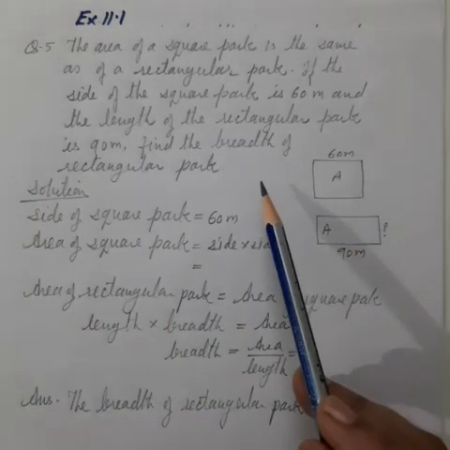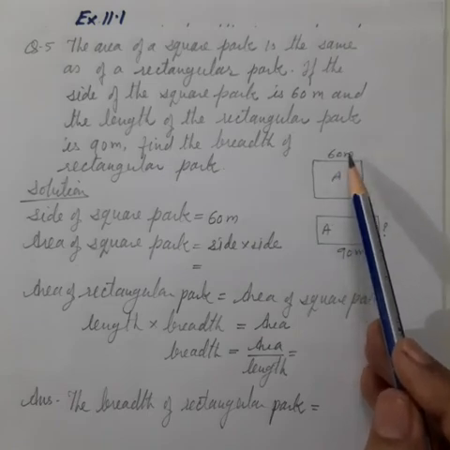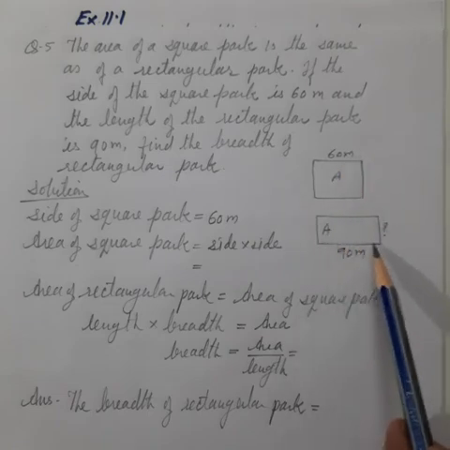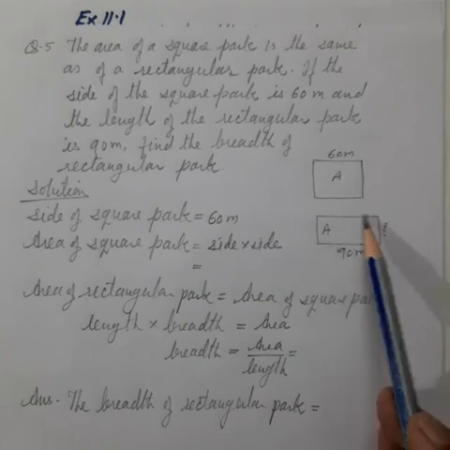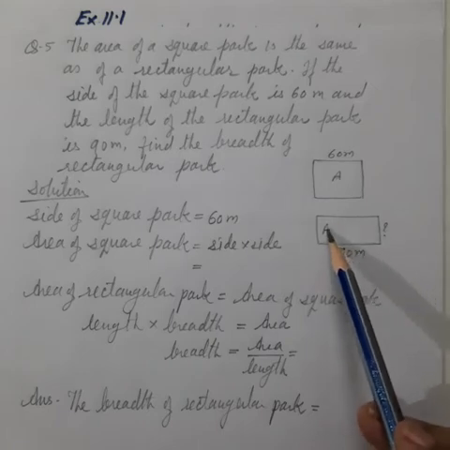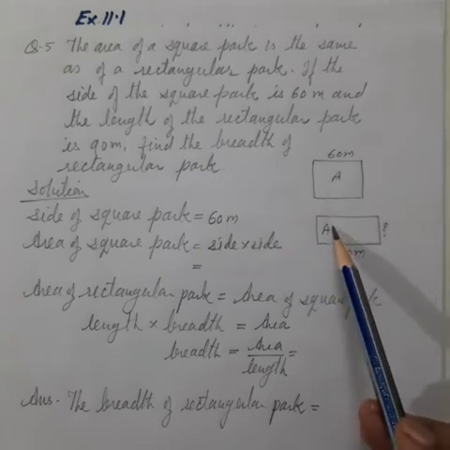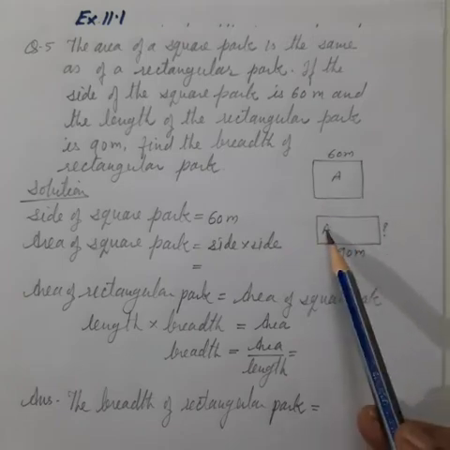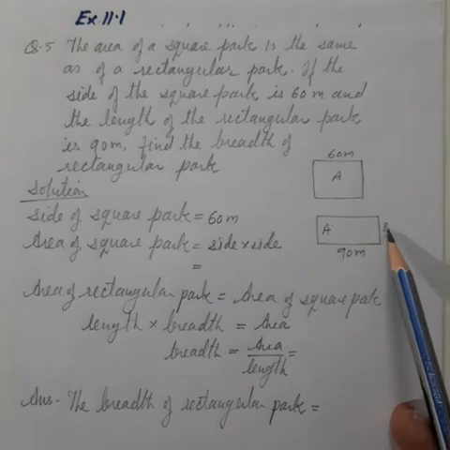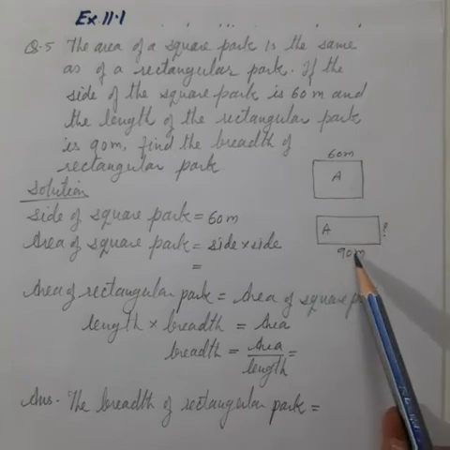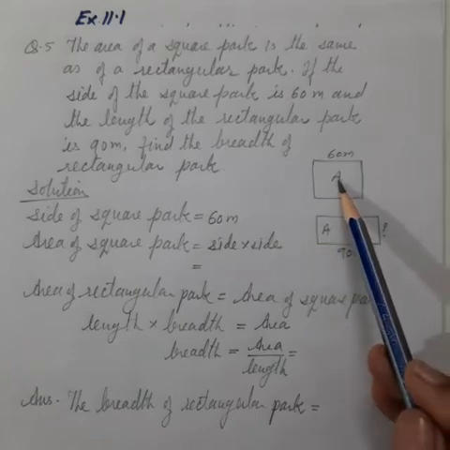Question 5. In this question, the side of a square park is given 60 meter and the length of a rectangular park is given 90 meter. We have to find out the breadth of this rectangular park. But the areas of both the parks are given the same. So we know that the area of rectangle is length into breadth. So to find the breadth, we have to divide this area by length. We will get breadth. And this area is equal to the area of the square.